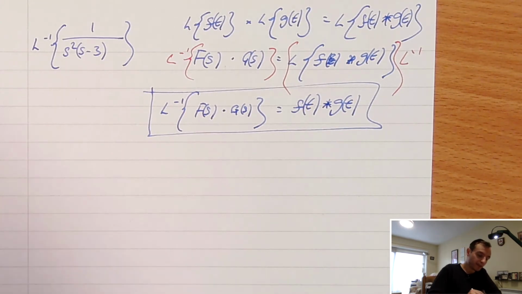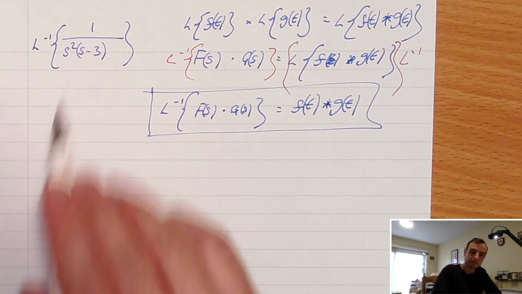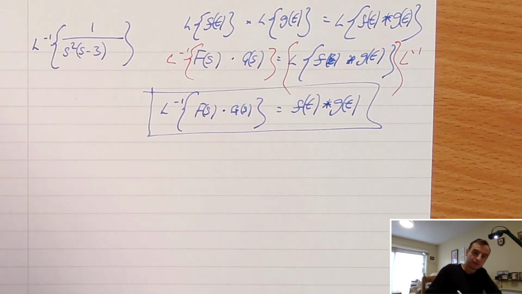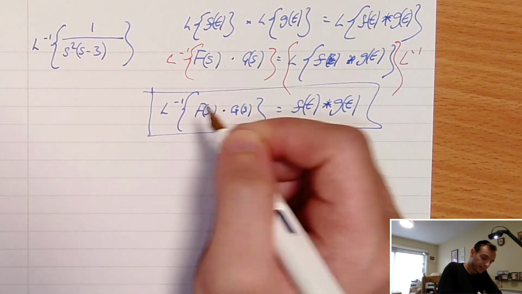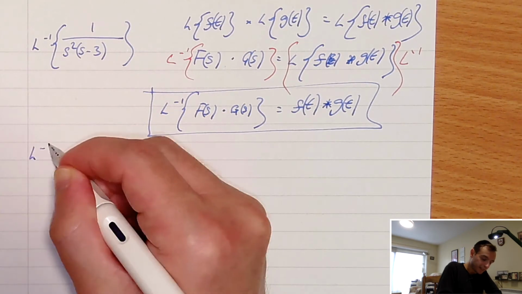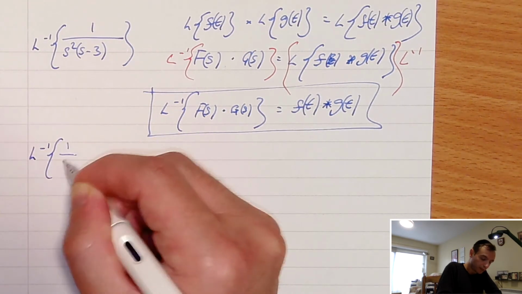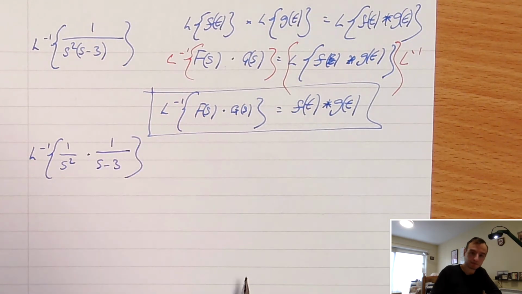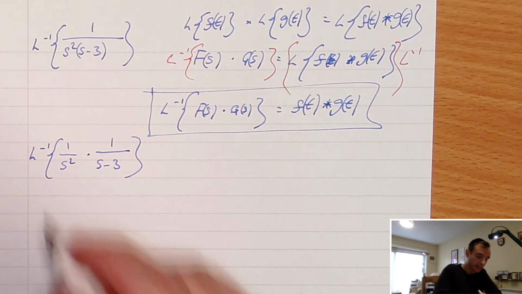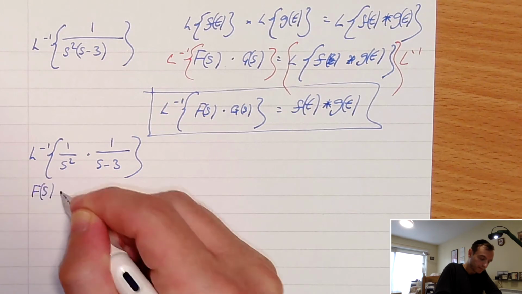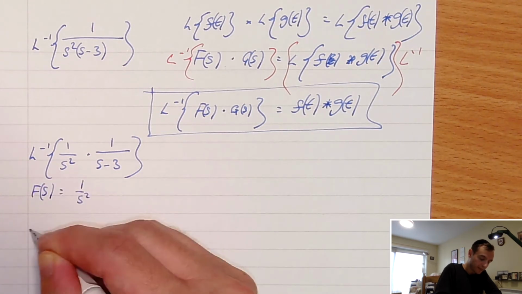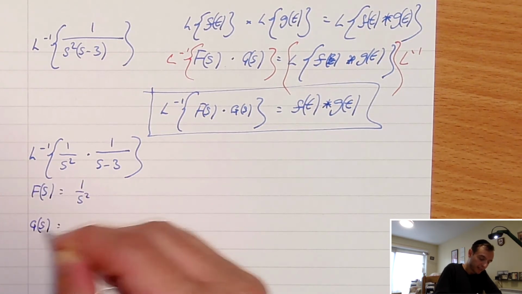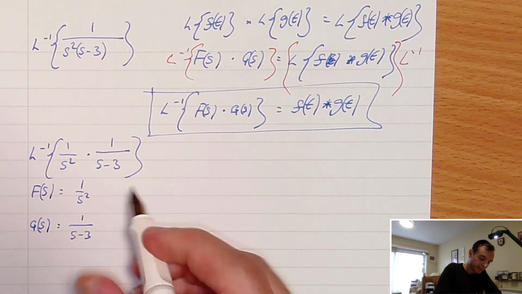So over here, we have 1 on s squared (s minus 3). So let's go ahead and rewrite that as the inverse Laplace transform of 1 on s squared dot 1 on (s minus 3). And we can let F(s) equal 1 on s squared, and G(s) equal 1 on (s minus 3).